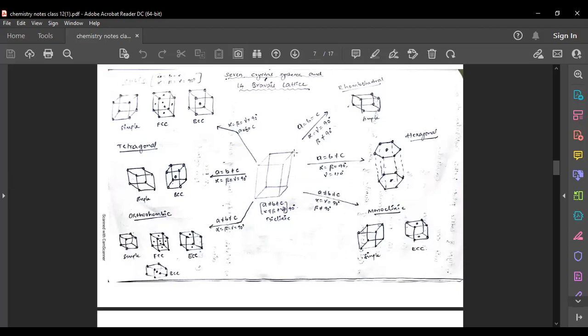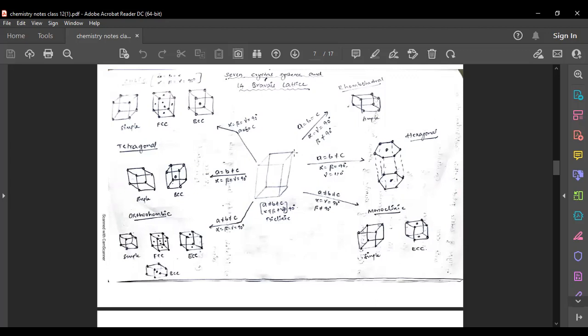Next, tetragonal. What are the conditions of tetragonal? First, did you understand the topic, this one? Sir. And what are the conditions? A is equal to B, B is not equal to C, sir. Okay. And angles? All equal, sir. Alpha equal to beta equal to gamma equal to 90 degrees. That is, the angles are all equal.